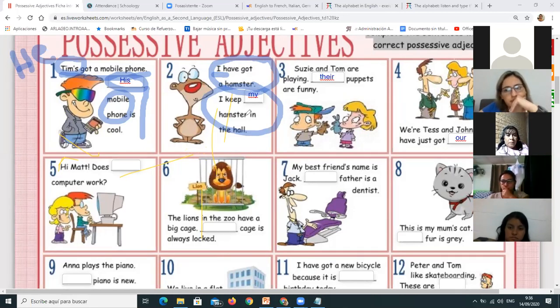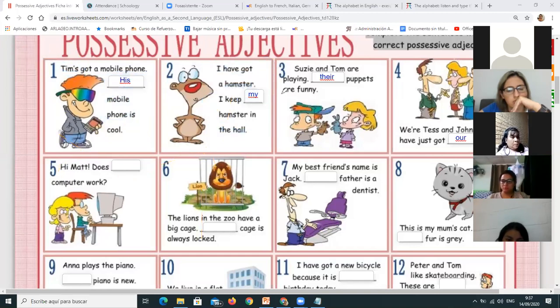The owner is me, right? The owner is me. So I can say, I keep my hamster in the home. Not your hamster, not her hamster, my hamster. Because I'm talking about this hamster and I'm talking about me. I got a hamster, I keep my hamster in the home. It depends on the subject, on the first sentence.